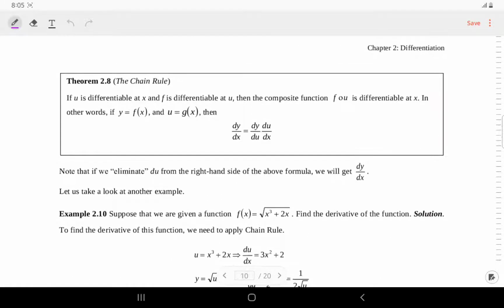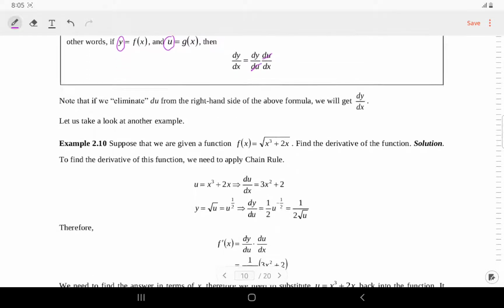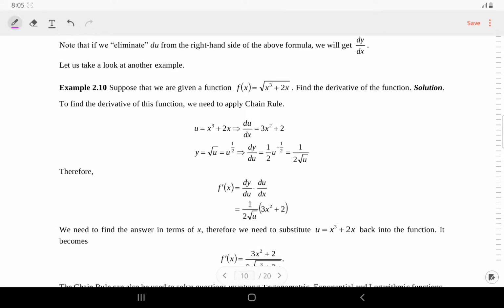Let's take a look at another example. Basically, the theorem of the chain rule: we need to find our u. So the original function y will be in the variable of u. We multiply like before, du over dx multiplied with dy over du. If we cancel out, we will get dy over dx. So this is the concept of the chain rule. Let's take a look at another example.